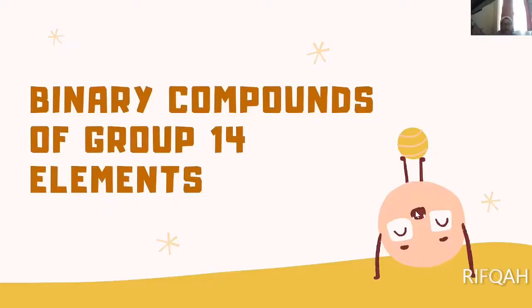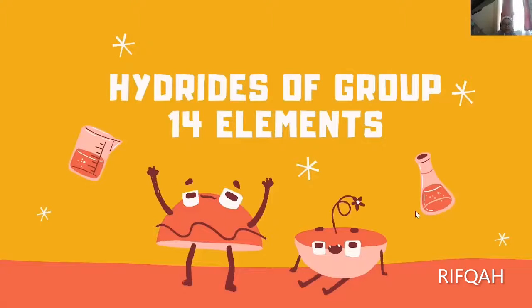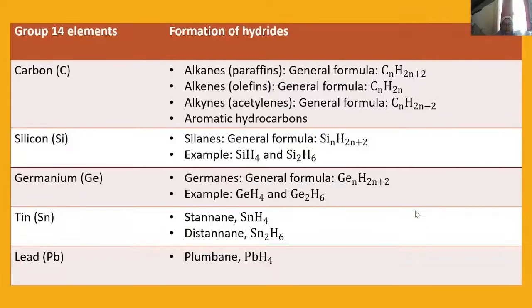Binary compounds of group 14 elements. Hydrides of group 14 elements. All the elements of group 14 can form hydrides. They are chemical compounds composed of hydrogen atoms and group 14 atoms. On going down the group, the ease of hydride formation decreases. As you can see from the table, the hydrides of carbon are alkanes, alkenes, alkynes, and also aromatic hydrocarbons. Silicon forms silane, germanium germane, tin stannane and distannane, and lead plumbane.